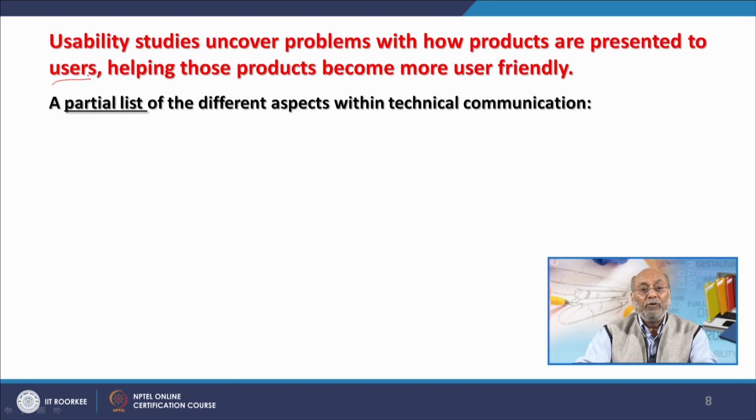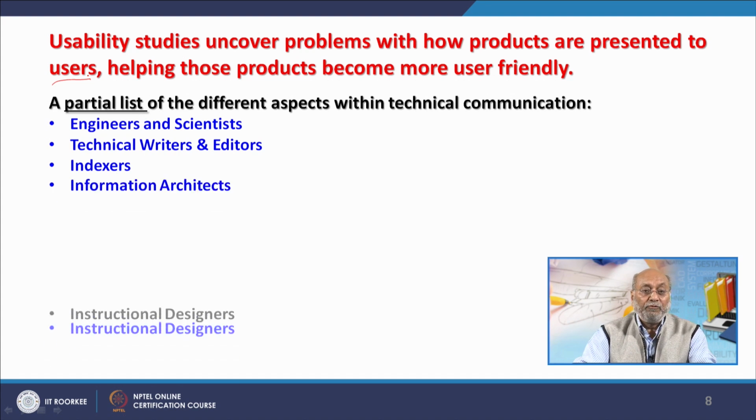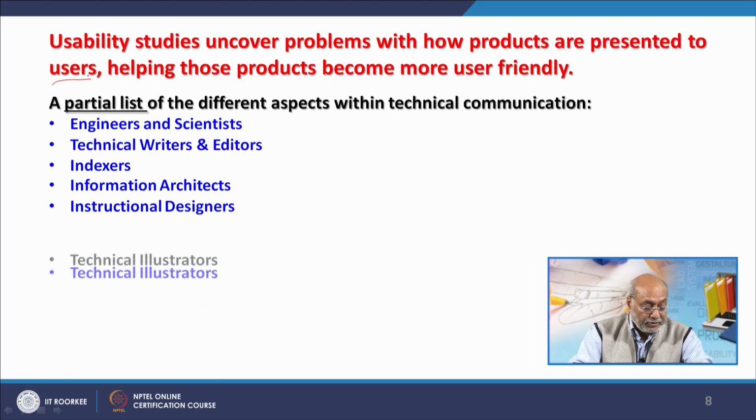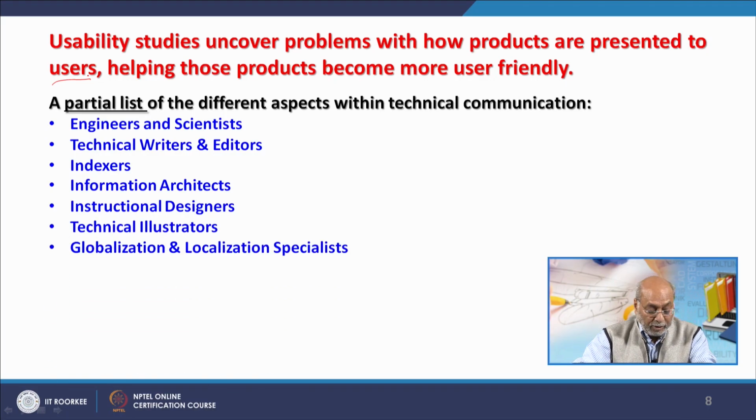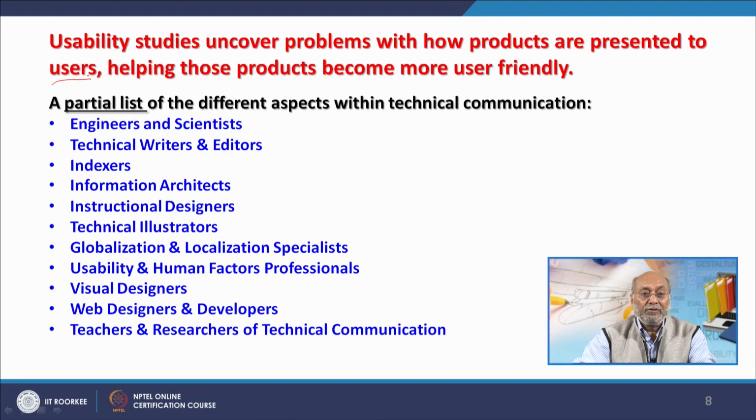So, I have a partial list of different aspects within technical communication. It is for engineers, scientists, of course, it is written in technical, and for editors also. The indexers also use it, information architects, instructional designers, technical illustrators, globalization and localization specialists, usability and human factors professionals, visual designers, web designers, developers, and teachers and researchers of technical communication, where my focus is going to be more. But anyway, this discussion overall in this course is going to be useful for almost everyone.